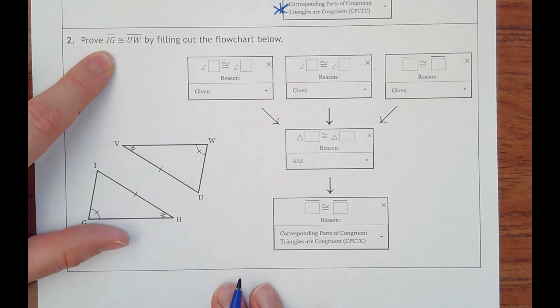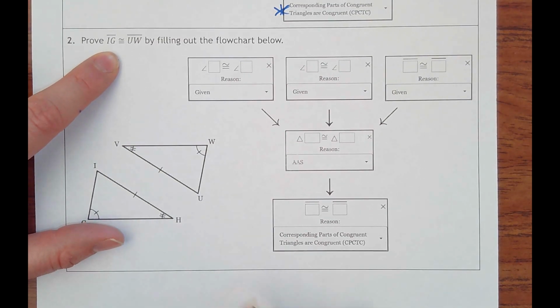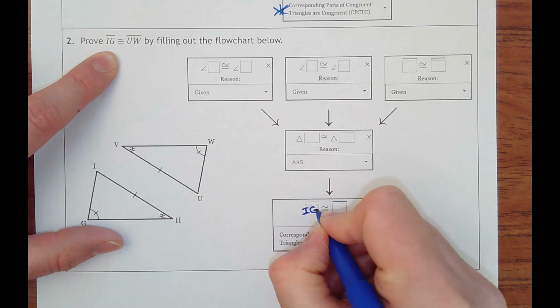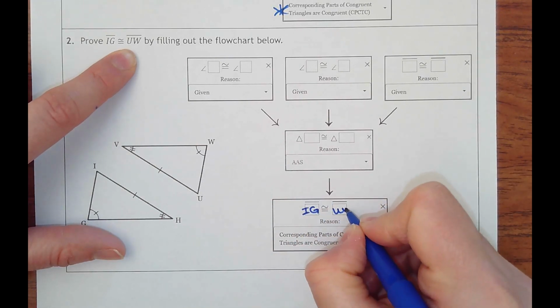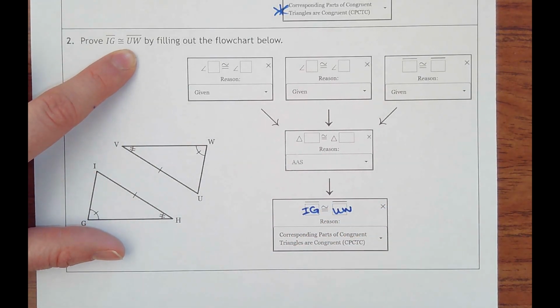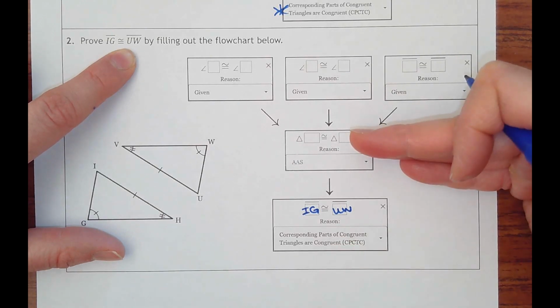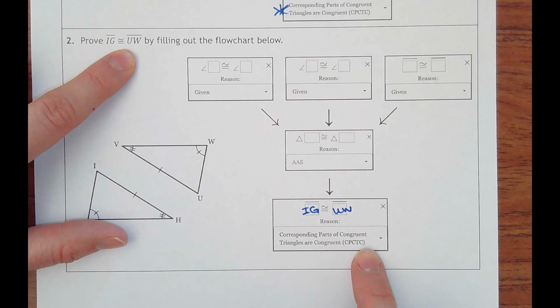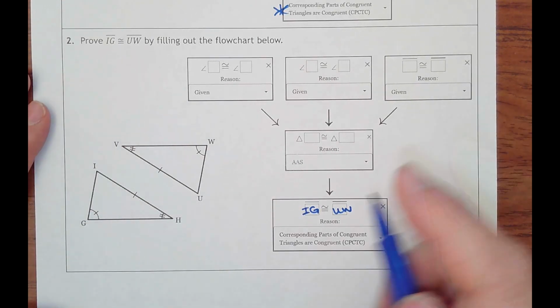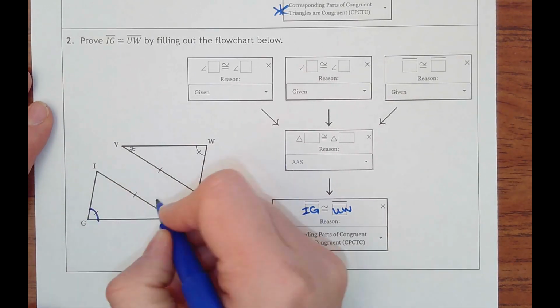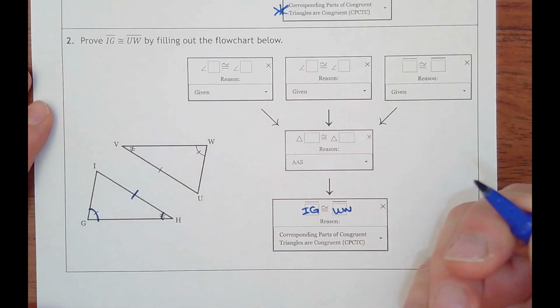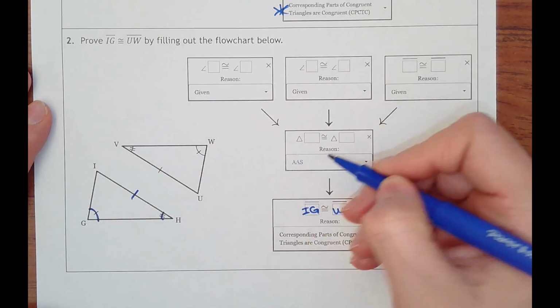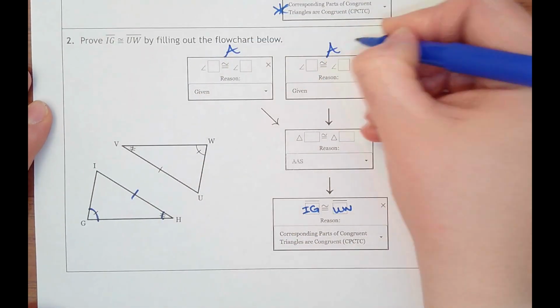Prove that segment IG is congruent to UW. That's where we want to end up. So again, knowing I'm not just proving the triangles to be congruent tells me I've got to take it another step because of CPCTC. Okay, so I'd look at these triangles and I see angle, angle, side. The side is not included, so I would pick angle, angle, side.